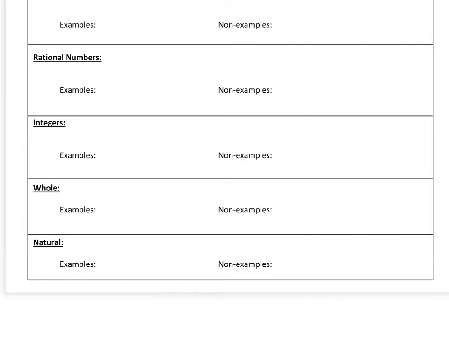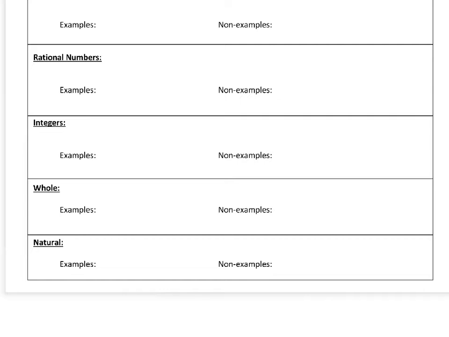The next set of numbers on our list are the rational numbers. They're defined to be any number that can be, emphasis on can be, written as a fraction in the form p over q, where both p and q are integers.